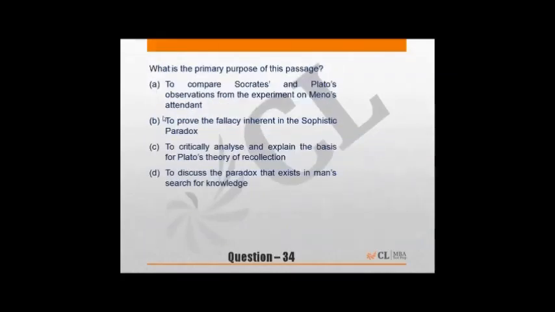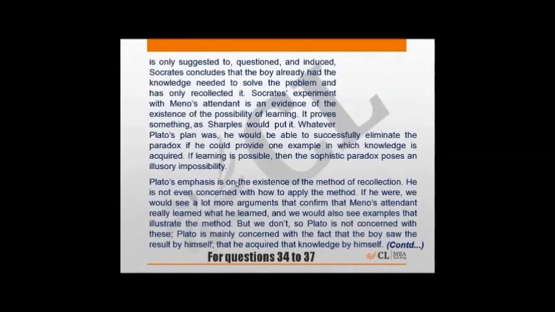Okay. Question 34. What is the primary purpose of the passage? Choice A, to compare Socrates and Plato's observation on the experiments of Meno's attendant, to prove the fallacy inherent in the sophist's paradox. C, to critically analyze and explain the basis of Plato's theory of recollection. D, to discuss the paradox that exists in man's search for knowledge. Let's go back to the passage. In the beginning of the passage, it is very clearly mentioned what the purpose of this passage is.